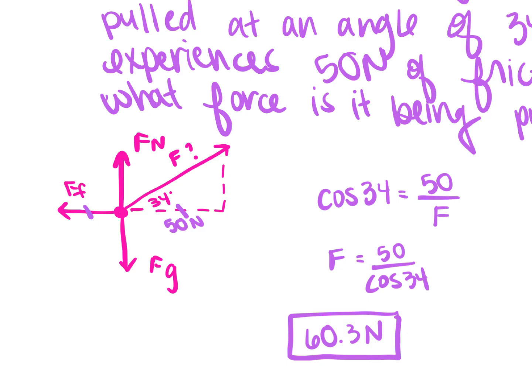Does that make sense? Should our force there have come out greater than 50? Yeah, it had to be, right? Hypotenuse can't be shorter than the leg of our triangle. That's number one, right? And I'm having to work harder to overcome friction because I'm pulling at an angle, right? If I was pulling purely horizontally, I would only have to apply 50 newtons of force to overcome friction. But because I'm pulling at an angle, I have to work a little bit harder. I have to apply more force to make that happen.